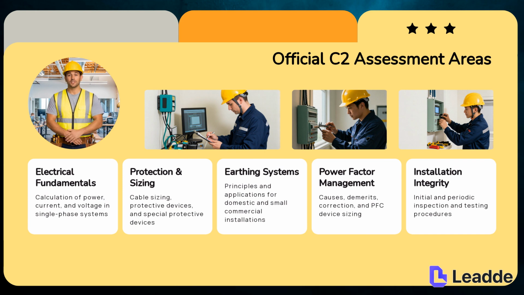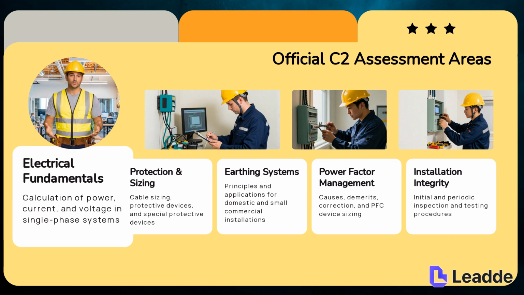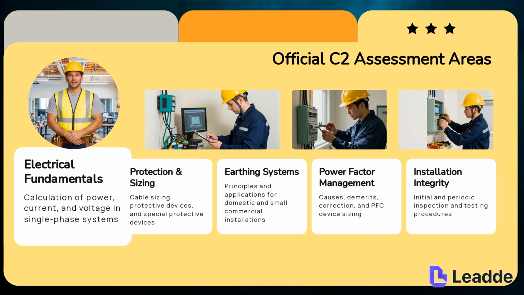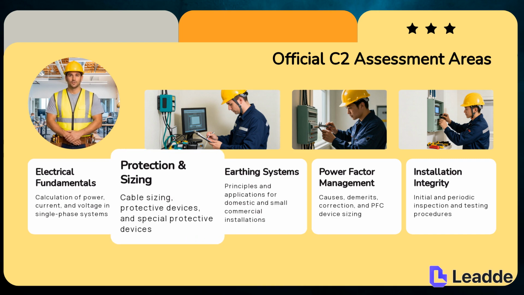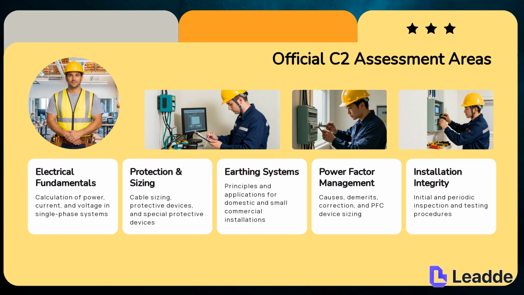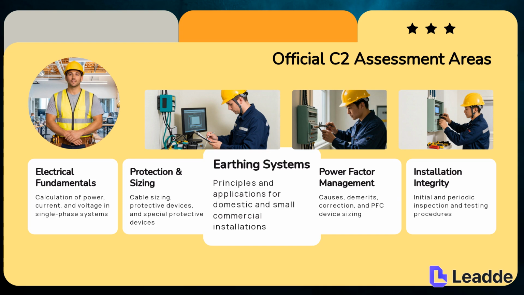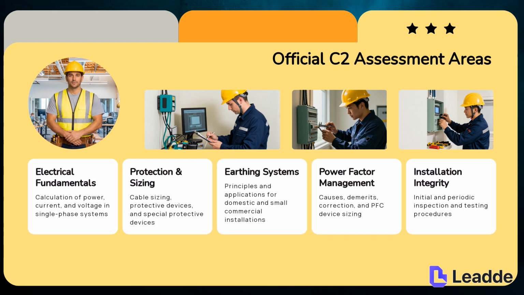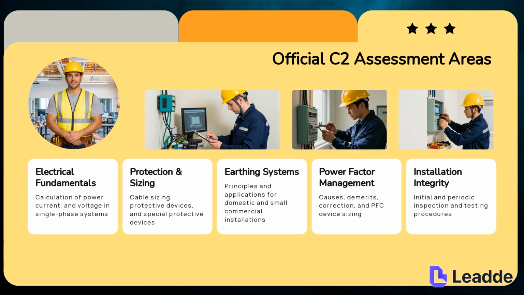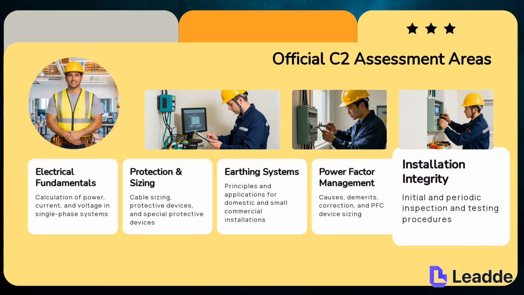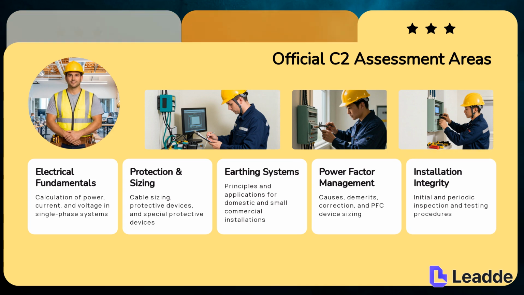The official C2 assessment covers several core areas. These are electrical fundamentals, focusing on the calculation of power, current and voltage in single-phase systems, protection and sizing, which includes cable sizing and protective devices, earthing systems for domestic and small commercial installations, power factor management, including its causes, demerits, and correction, and finally, installation integrity, which covers initial and periodic inspection and testing procedures.